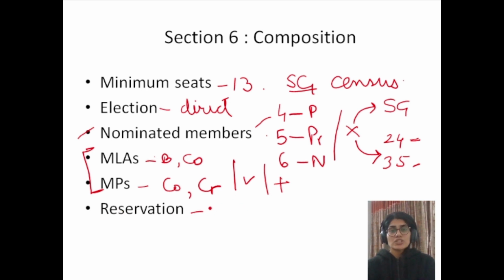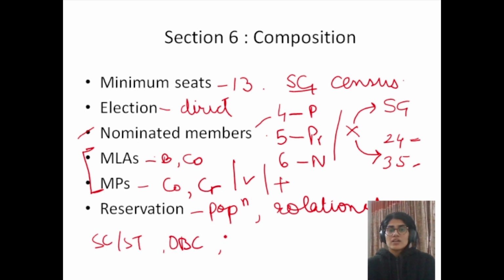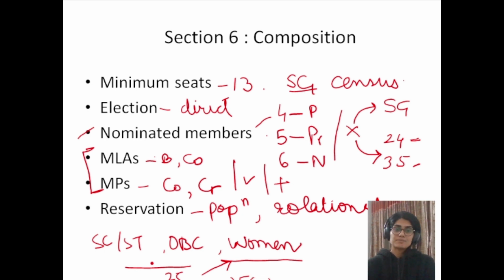Then reservation. Reservation is based on population and it will be on a rotational basis. So reservation would be given to SC/STs, OBCs and women. In the case of women, the reservation has to be half of the seats. For example, if there are a total of 100 seats, 50 seats are reserved for women. These 50 seats would also include the seats reserved for SC/ST and OBCs. For example, if there are 50 reserved seats, out of these 50 reserved seats, 25 seats would belong to women. This means the other 25 would be reservation for general candidates.